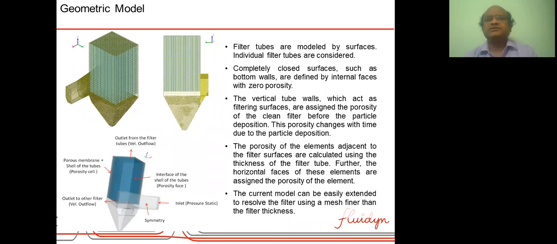So the filter tubes are modeled by surfaces. Individual filter tubes are considered, and these filter elements are modeled using the porosity. The porosity of a phase is less than 1. It is not completely open to the airflow, but only partially open.